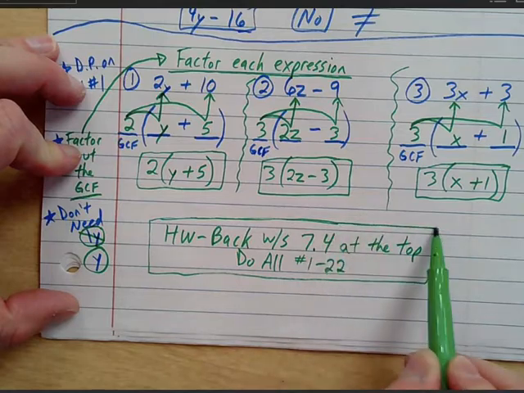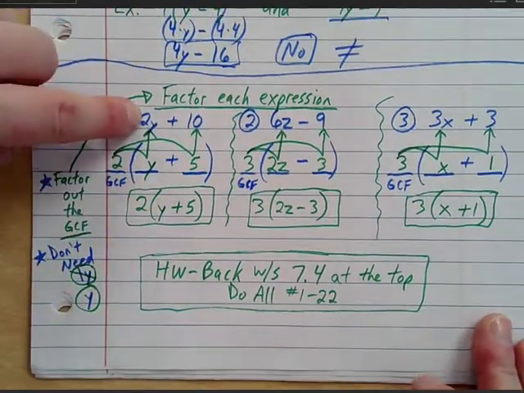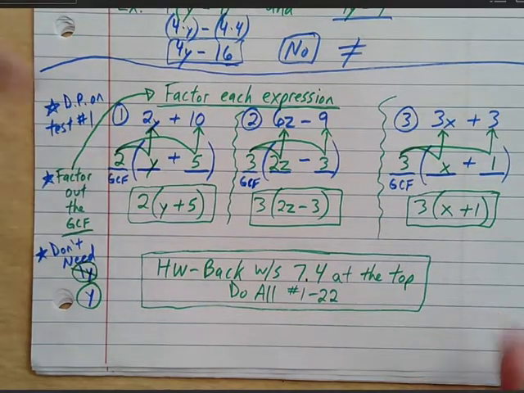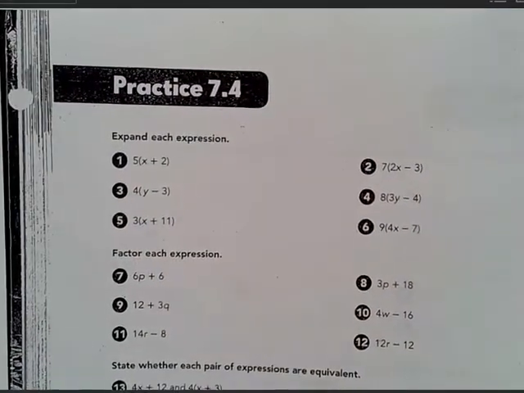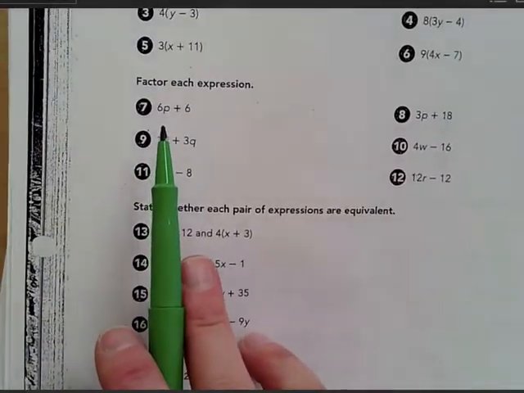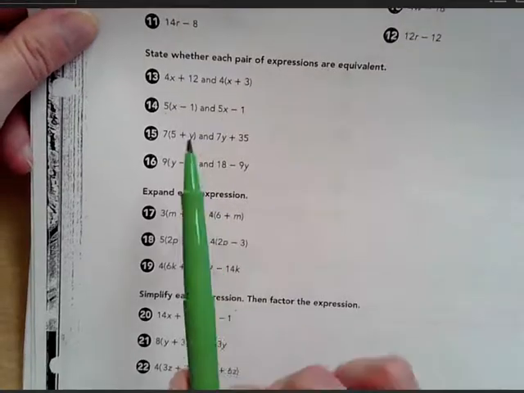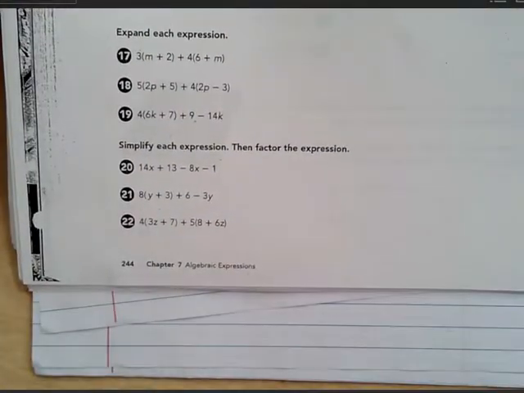What happens when you see a number next to parentheses? You need to multiply it. If it's already like this and they ask you to factor, you have to pull the factor out and you're putting it in parentheses. So they kind of work back and forth. That homework looks like this. Practice 7.4. You're expanding. Each one of these you have to multiply. There's a number next to parentheses. You're factoring, so then you need to make it look like this, where you're factoring out and you have parentheses. Excuse me, you need to see if these are equivalent, expanding, simplifying, combining like terms.